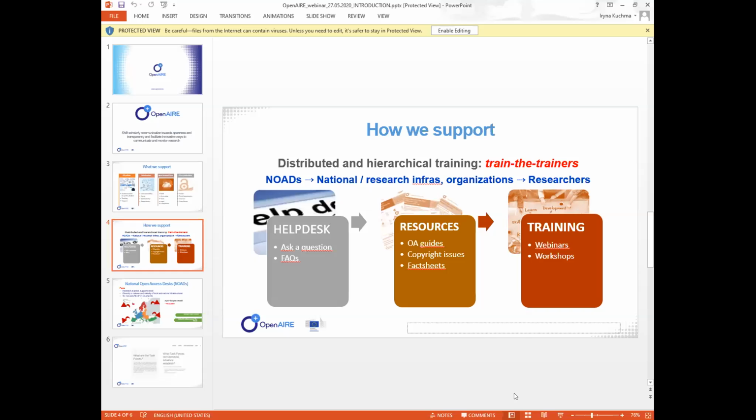And as I was mentioning, we have developed a number of support materials throughout the years that cover different aspects of open access and open science, such as dealing with issues such as data management plans, copyright and licensing issues, also dealing with compliance with the Horizon mandate, or issues around the management of research data.